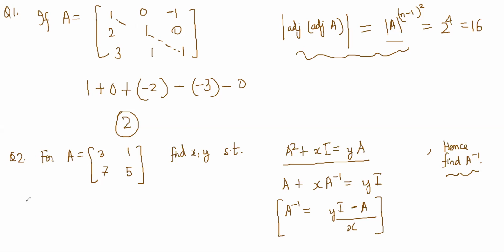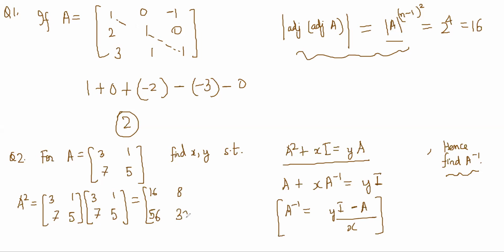So A square will be simple: 3 1 7 5 into 3 1 7 5. That is simply dot product: 3 times 3 is 9 plus 7, 16; dot product 3 plus 5, 8; and 7 times 3 is 21 plus 35, 56; 7 plus 25, 32, right?